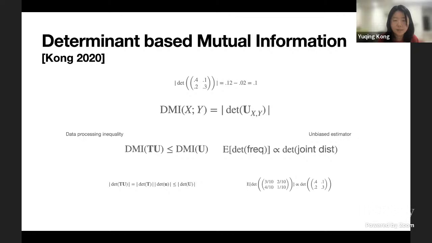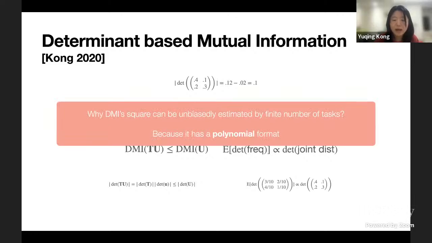This is called the determinant-based mutual information. It is very simple, it's just defined as the determinant of the joint distribution matrix. I put the absolute value there to make sure it's non-negative, and I can also put a square there, it doesn't matter. It satisfies the data processing inequality. I won't go into detail. The most important thing here is that the determinant has a polynomial format. In such a case, we can have an unbiased estimator with only a finite number of samples. In this 2x2 case, with the square, we only need 4 restaurants, 4 tasks there.